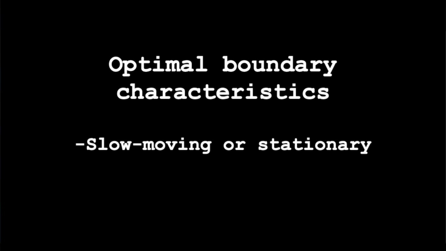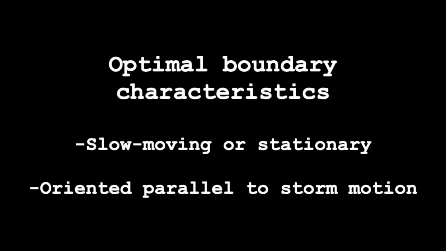Now, not all outflow boundaries are optimal for increasing tornado potential with storms that track along them. You want your boundary to be slow-moving or stationary. This gives the storm a better chance of actually latching onto and tracking along the boundary. And you want your boundary to be oriented parallel to storm motion.